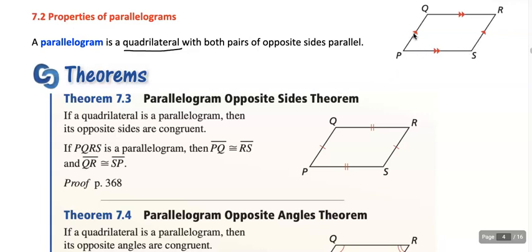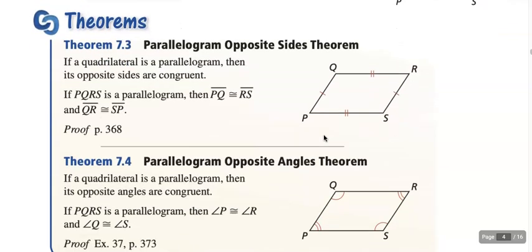So if this is in fact a parallelogram where the opposite sides are parallel, then a couple other things happen too. Then the opposite sides are also going to be congruent, and this is called the parallelogram opposite side theorem. If a quadrilateral is a parallelogram, then its opposite sides are congruent. We're going to use this in some proofs that we write in this section too. So if it's a parallelogram, the opposite sides are parallel, and the opposite sides are also congruent.